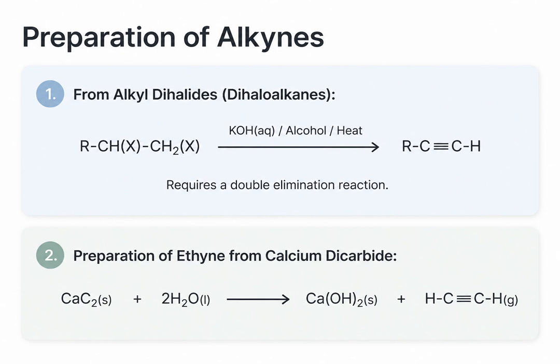Now we transition to alkynes, which contain carbon-carbon triple bonds. The primary laboratory method for synthesizing alkynes is the double dehydrohalogenation of alkyl dihalides. By heating a dihaloalkane with a strong base, like potassium hydroxide, in an alcohol solvent, two equivalents of hydrogen halide are eliminated to form the triple bond. Additionally, the simplest alkyne, ethyne, can be prepared directly by reacting solid calcium dicarbide with water.